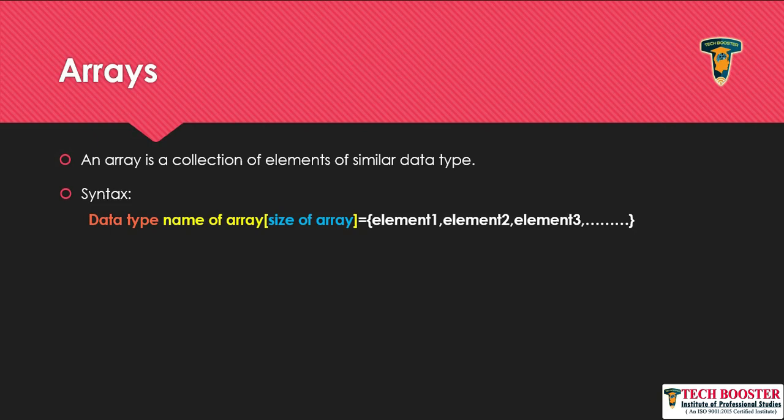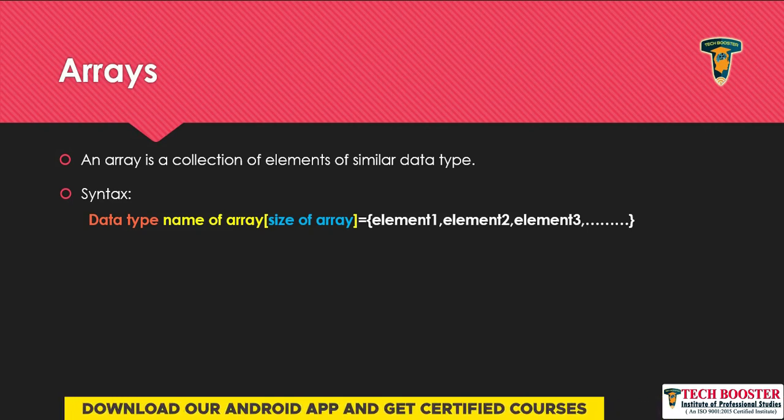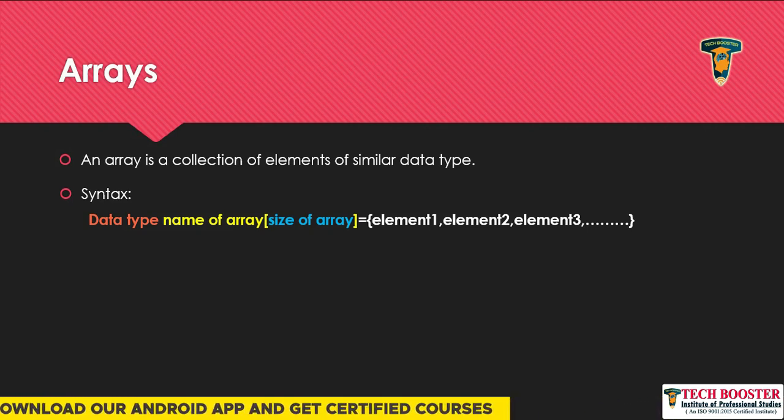You can see this is our syntax. This is the way how you can create an array. First of all, you need to consider the data type. As from the definition you can see, arrays can hold elements of similar data type. Like here, if you consider int, in that case your array will be able to store only integer values. If you consider character, your array will store only characters. If you consider float, it will store only floating values. So your data type is very important here.